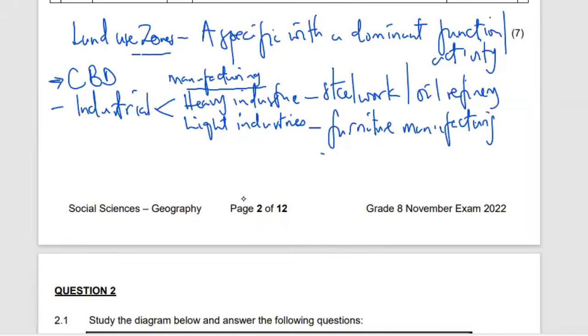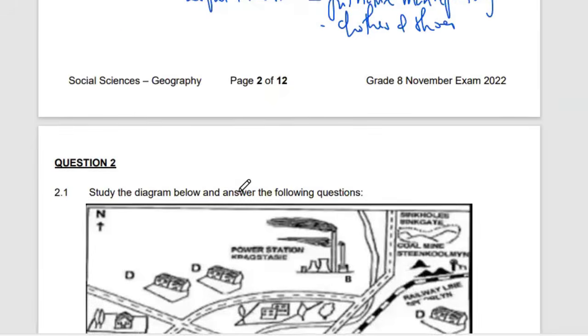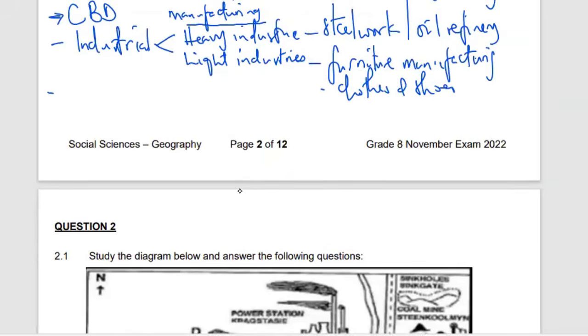Furniture manufacturing, or you can talk of clothes and shoes manufacturing. Those are light industrial activities. That was just taking you through land zones. Then also, when you're talking of land use zones, we also have residential land use zone.